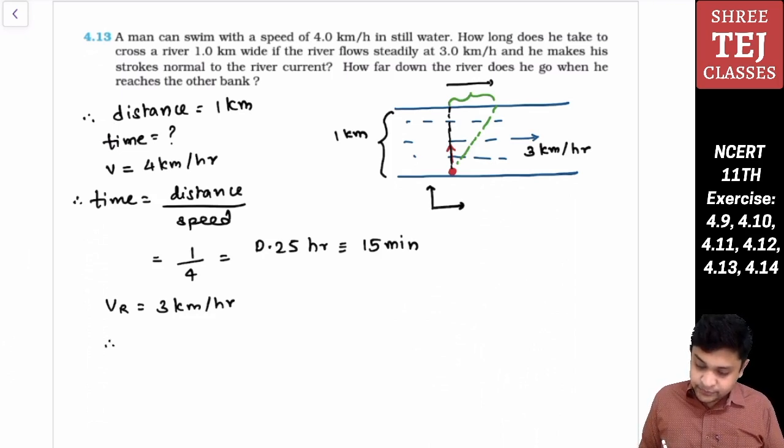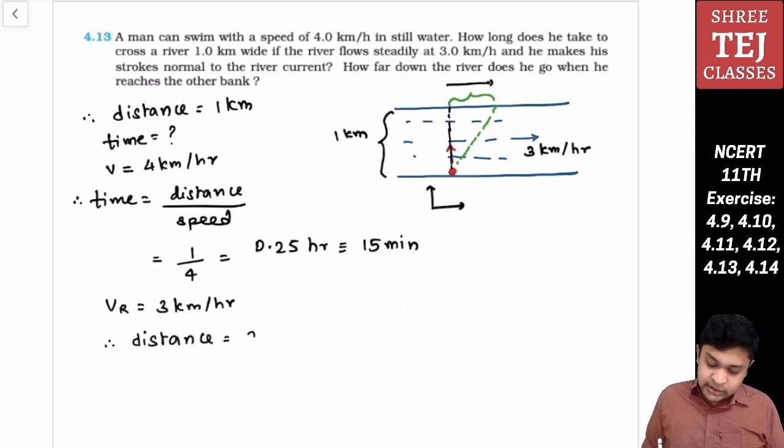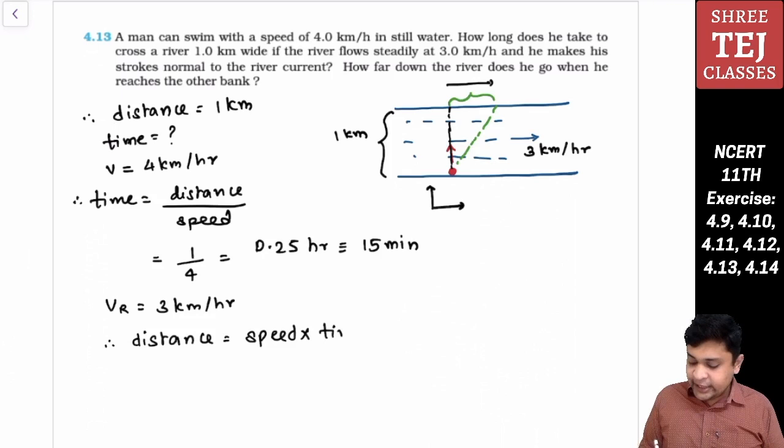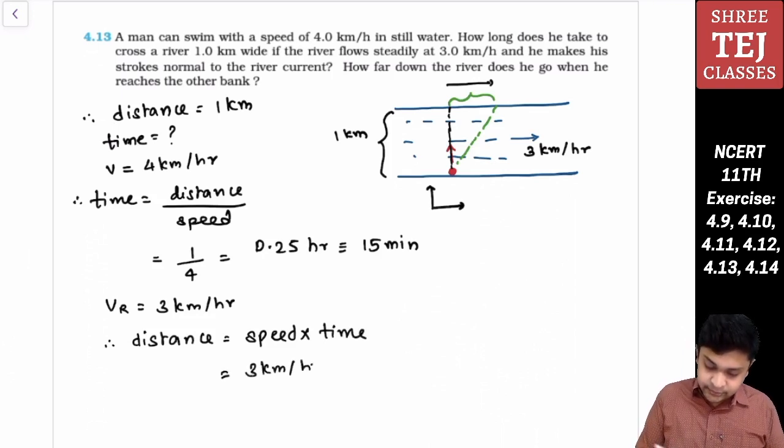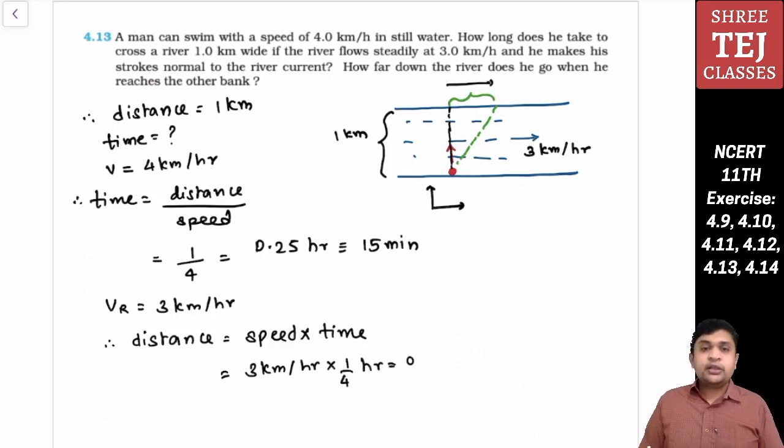Therefore, distance is equal to speed multiplied by time. So speed is 3 kilometer per hour. Time is 1 by 4 hours. So this would become 0.75 kilometer.